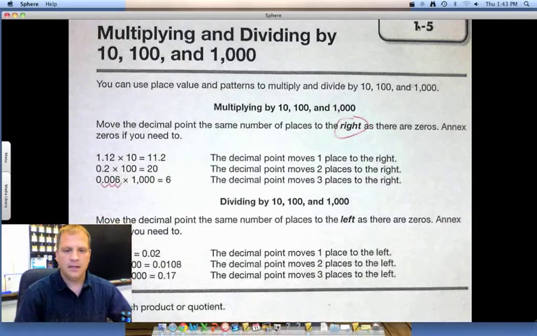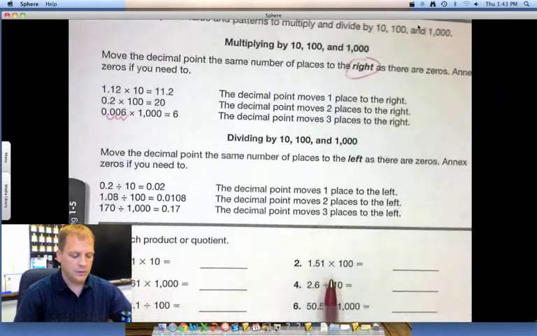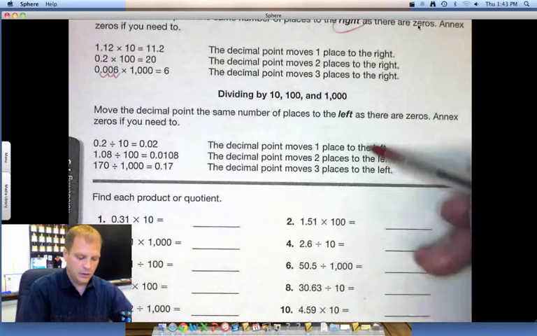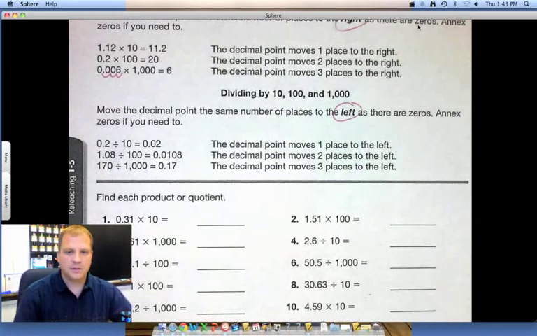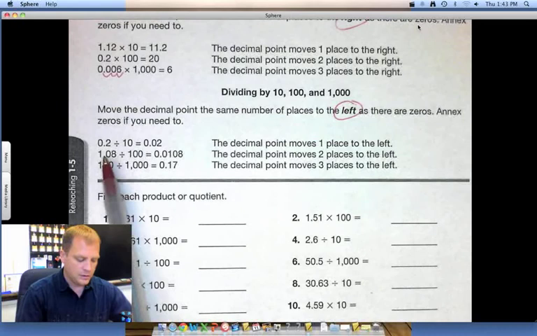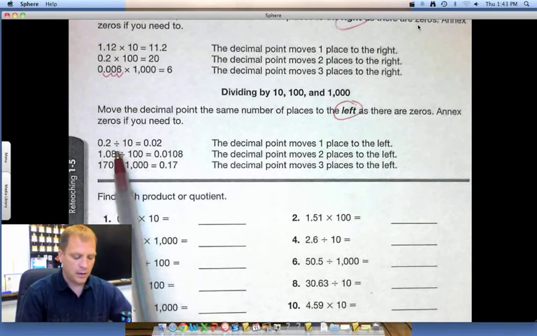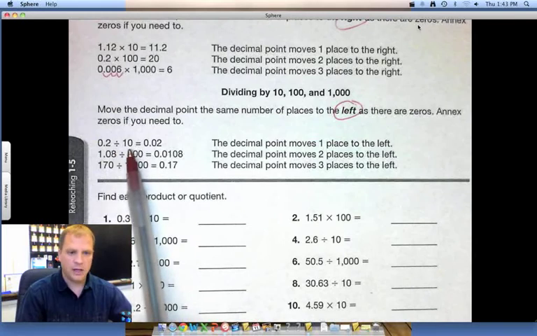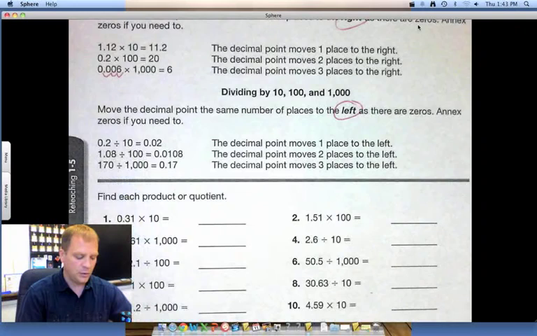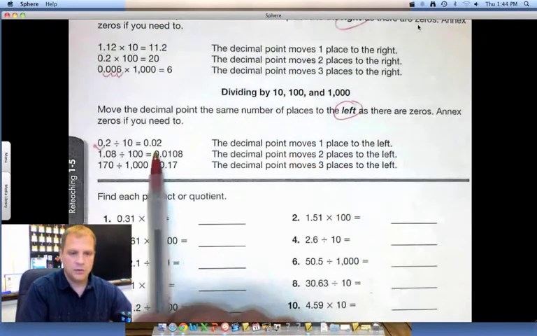When dividing by 10, 100, and 1000, you are going to be moving the decimal point over to the left. The concept is the same, except again, the decimal point is going to be moving to your left. The first example is 0.2 divided by 10. It is a division problem, so we are going to be moving it to the left. There is only 1 zero in the number 10. So when we move the decimal point to the left one place, the answer becomes 0.02.